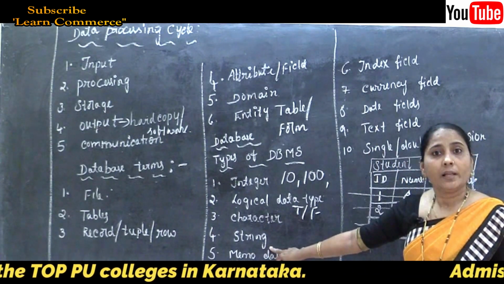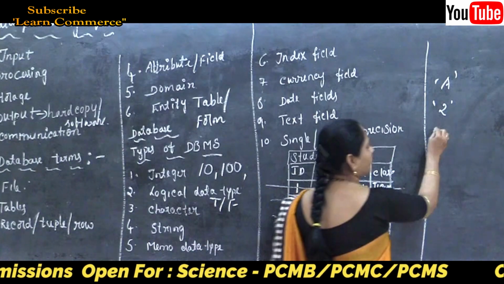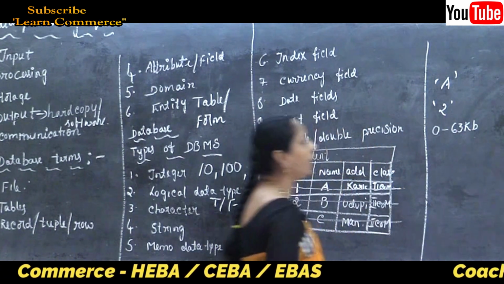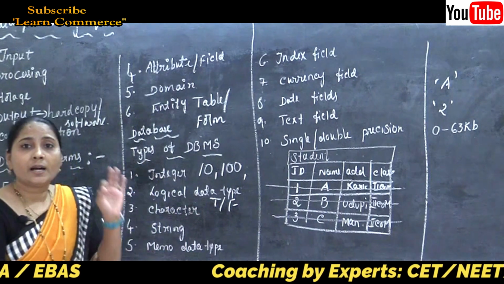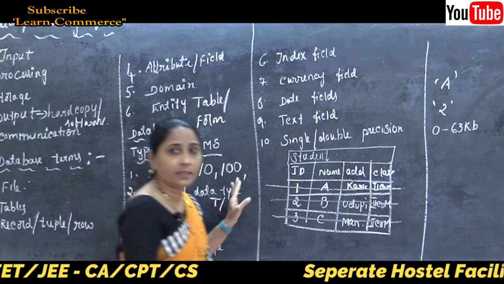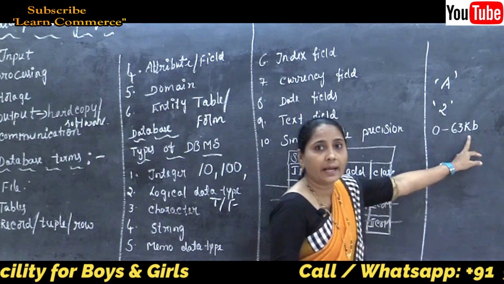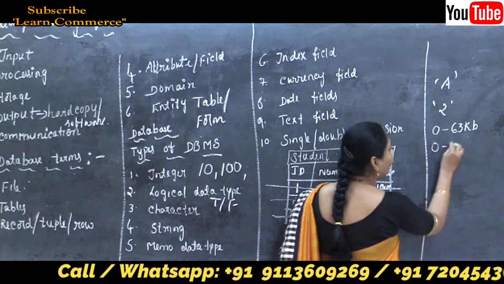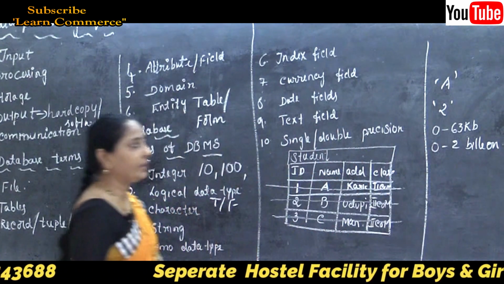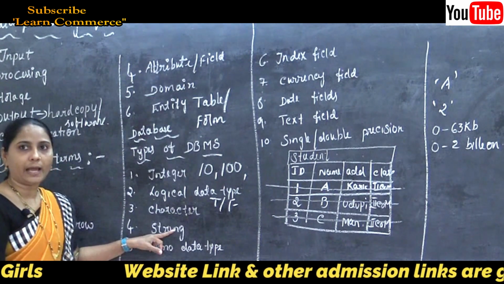And the fixed length range of the string is 0 to 63 KB. Clear this point here? This one is the fixed, that means static. The string length range is 0 to 63 KB, and the dynamic range is from 0 to 2 billion characters. Clear this point here? So till that we can store all that information by using our string data type here.